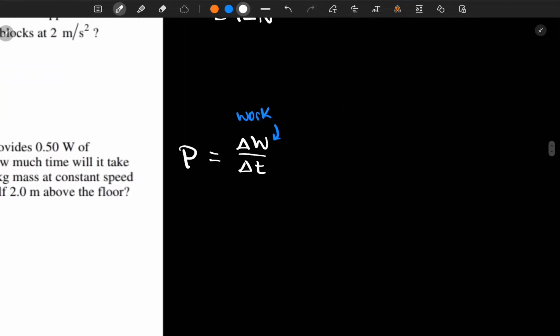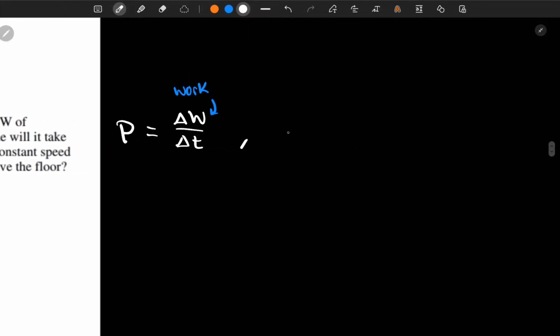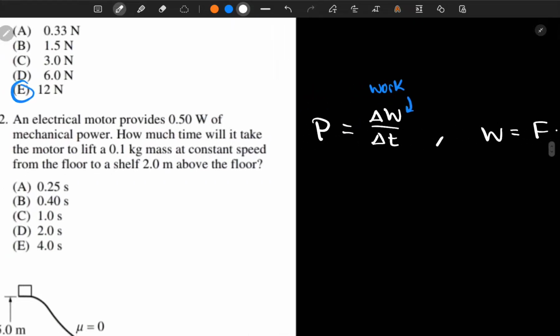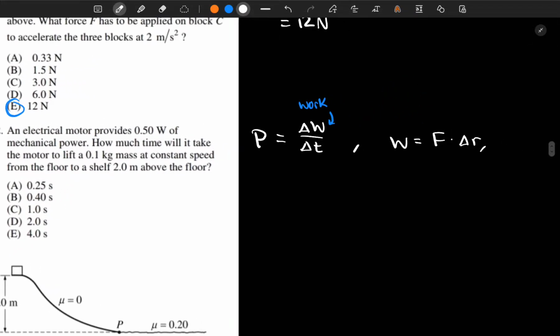Then we further know that for a constant force, the work is equal to F times delta R. And since we're moving the mass with a constant speed, as indicated in the problem, that means there's a net zero acceleration. So constant speed implies that the net acceleration is 0, meaning also that the net force is equal to 0.